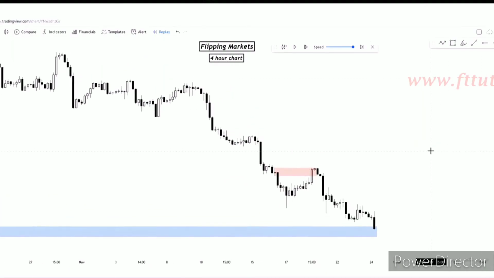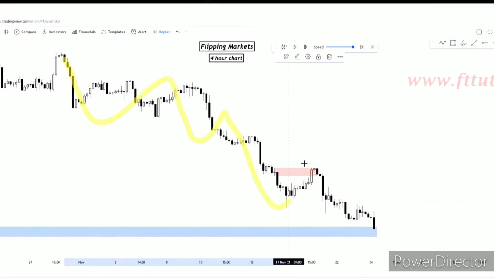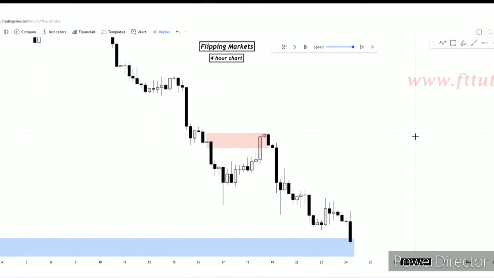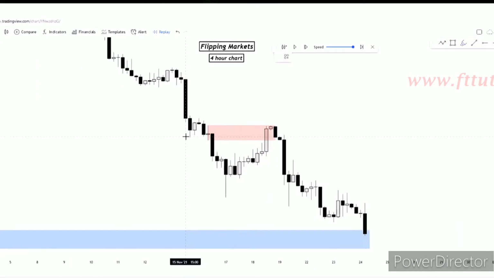So let's see the live example. As you can see, price is currently moving in a downtrend, so creating a series of lower lows and lower highs. Let's focus on this region. As you can see, price created a break of structure to the downside with this candle. After that, it created inefficiency, so there's a gap between the wicks. This area needs to be filled.